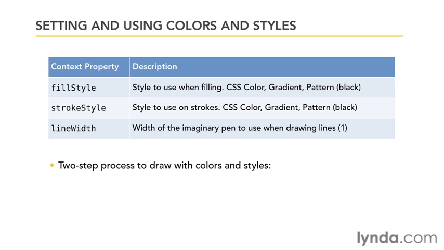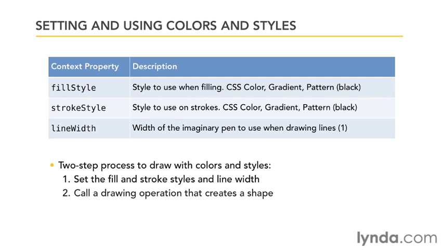Now, there's a two-step process involved to draw with colors and styles. Step 1 is you set the fill and stroke styles and the line width to whatever the values are that you want, and then you call a drawing operation that creates some shape or does some kind of drawing thing. So let's take a look at that in code and see how it works.